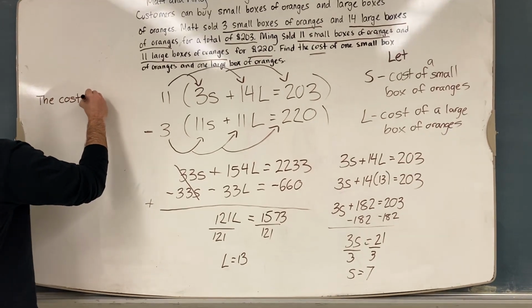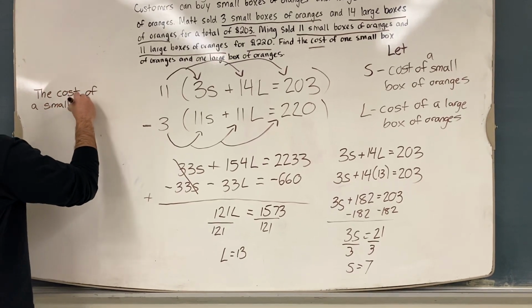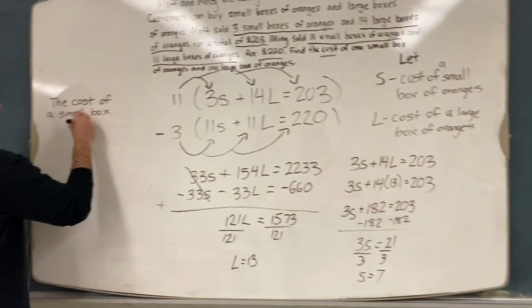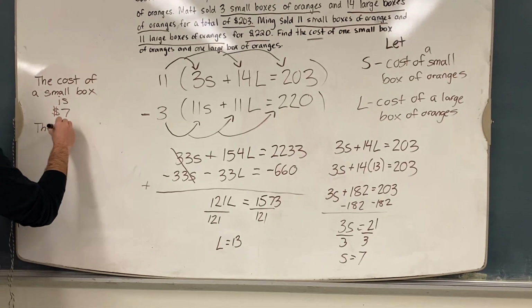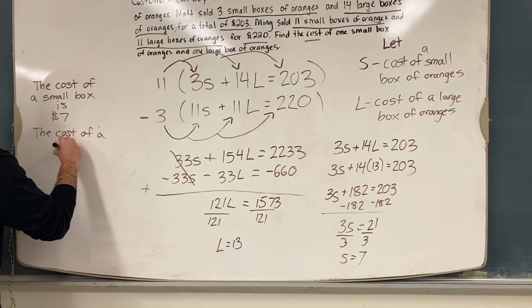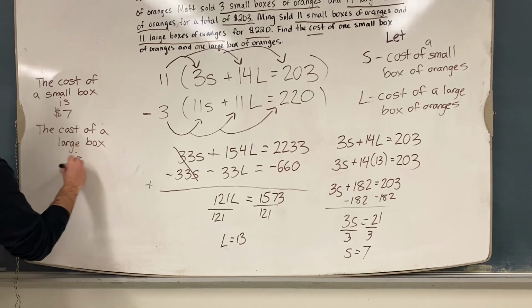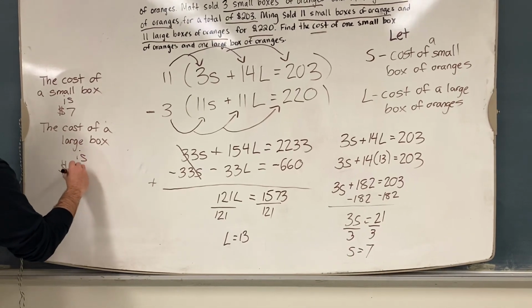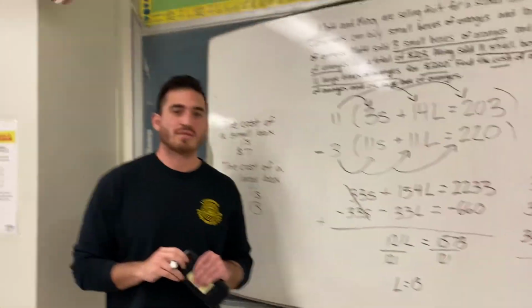of a small box is $7. The costs of a large box is $13. By doing all this work, you would receive full credit on the Regents.